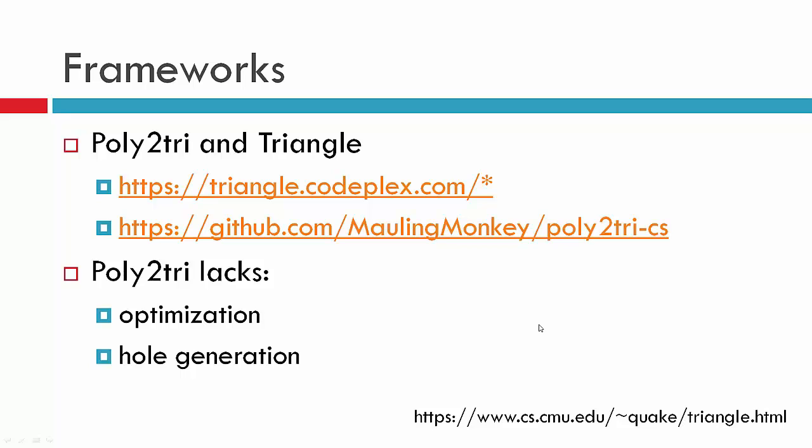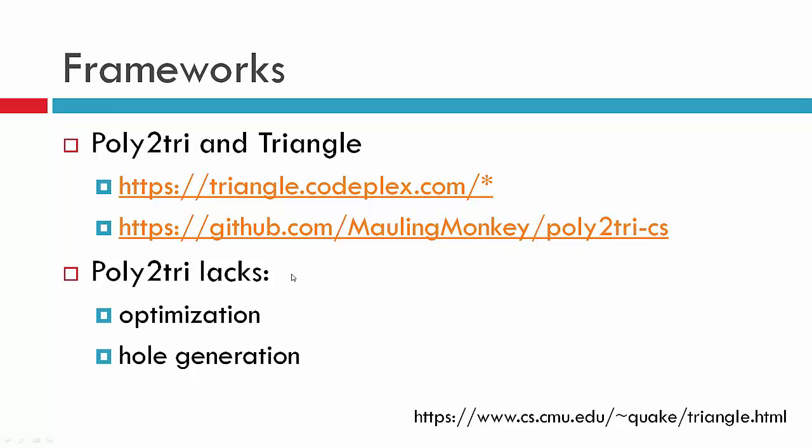There exist mainly two frameworks to do a triangulation. The first one is poly2tri and the second one is Triangle or Triangle.net. You can find them here. Triangle.net is a conversion from the original Triangle to .NET, and poly2tri exists in nearly any language out there, from Java to C# to whatever.